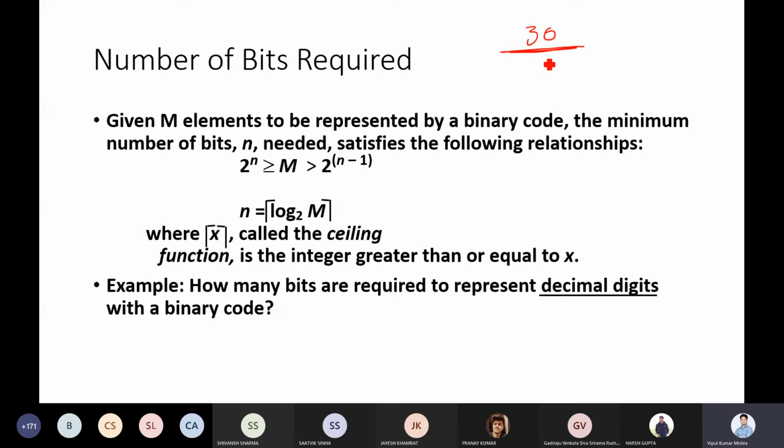Yes, any guess how to calculate it? How to represent, how many bits required? Okay, in general, how many bits required to represent 30? What do you think? So we can go to the number which is nearest to the power.